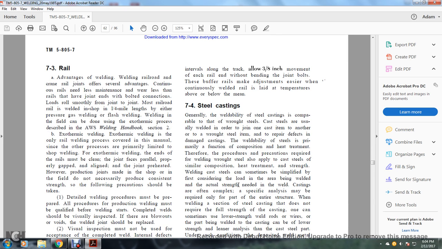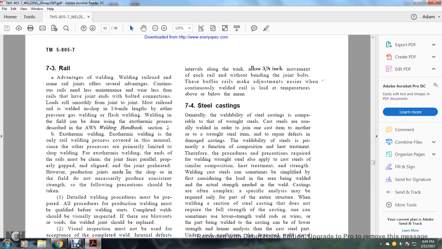Most rail is welded in a shop in lengths of 1/4 mile, using either pressure gas welding or flash welding. Welding in the field can be done using the exothermic process described in the American Welding Society Welding Handbook, Section 2. Exothermic welding is the only railroad welding process covered within the manual, since the other processes are primarily limited to shop welding. The ends of the rails must be cleaned, the joint faces parallel with the proper gauge for the line, with joint preheat.